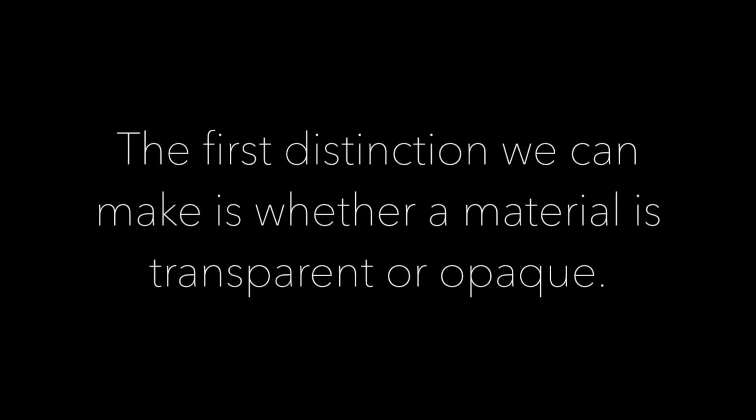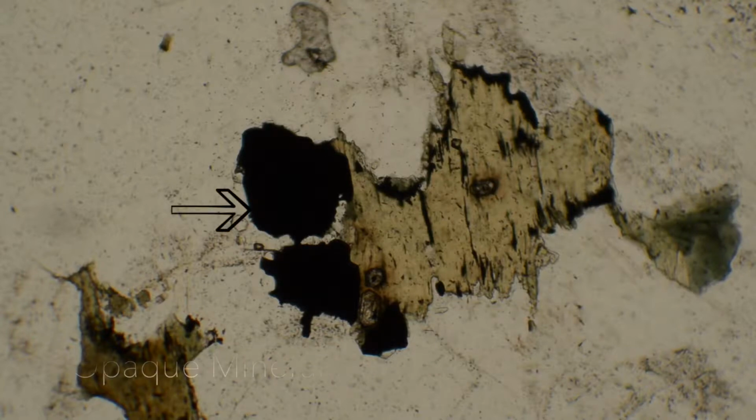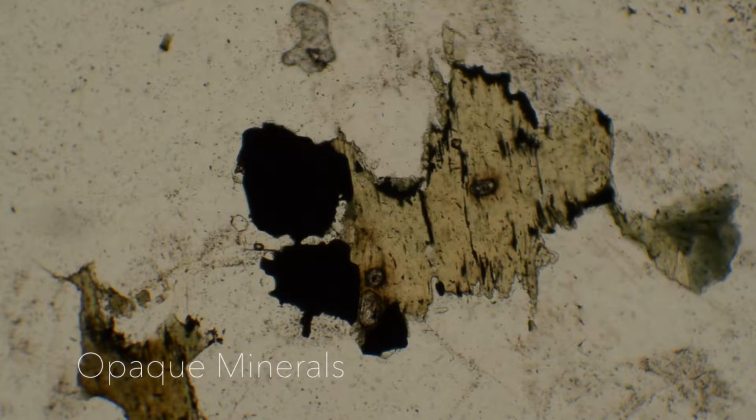The first distinction we can make is whether a material is transparent or opaque. This is an example of a petrographic thin section. Some distinct grains do not let light pass through. These are known as opaque minerals, and we cannot characterize them any further on this type of microscope. The surrounding minerals that allow light to pass through are transparent.